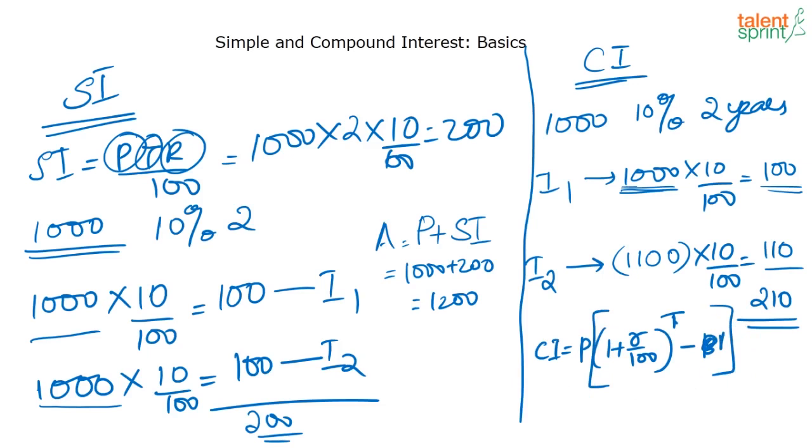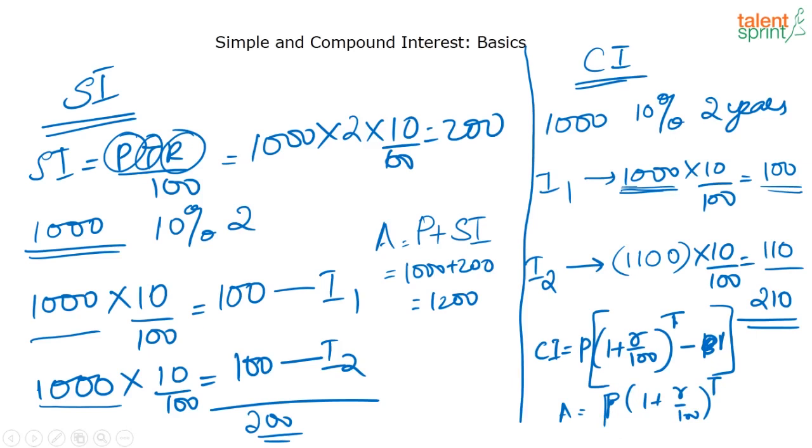Now, the amount that you get towards the end using compound interest is generally given as P into 1 plus R by 100 whole to the power T. So, this will be the total final amount, 1210 rupees, that you will get at the end of the investment period. Okay. So, I hope all of you are aware of these formulas and hope this recollection was helpful.